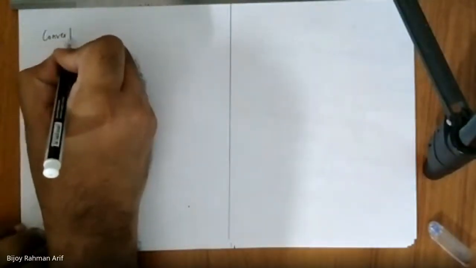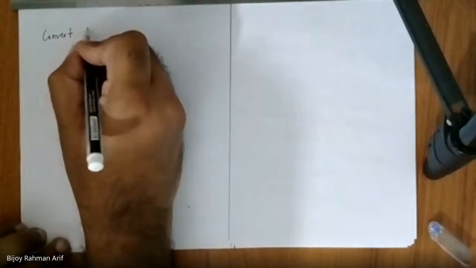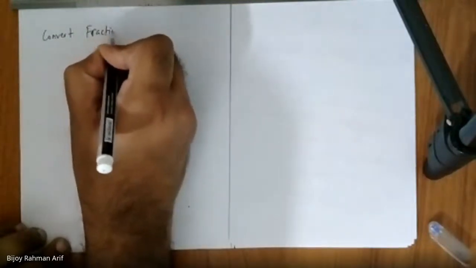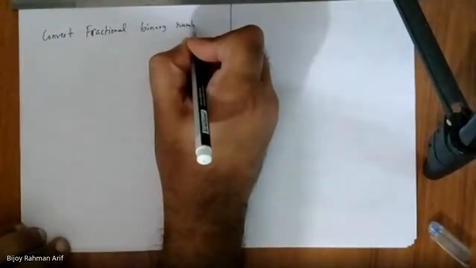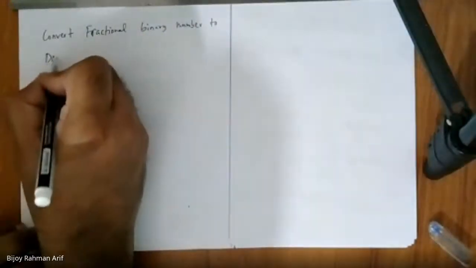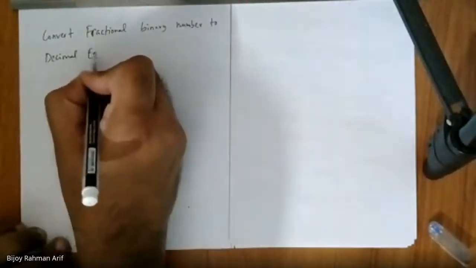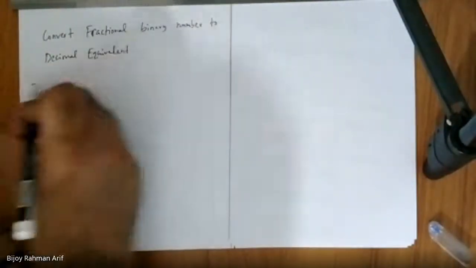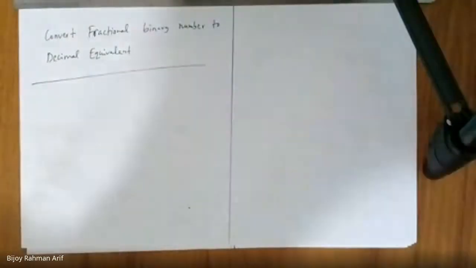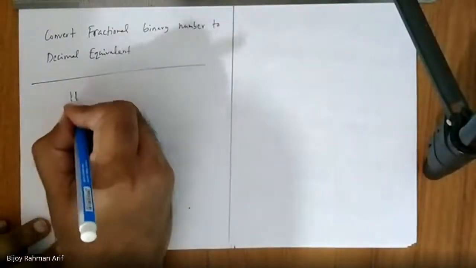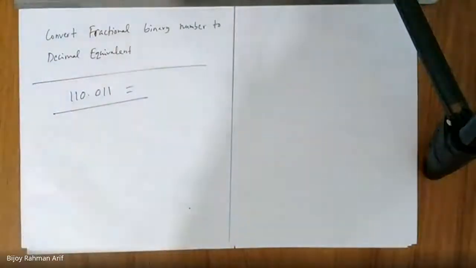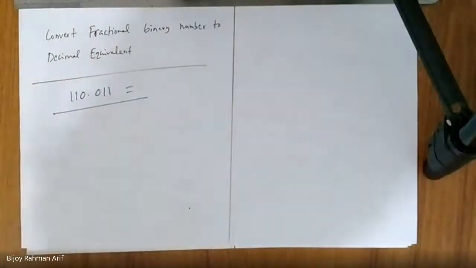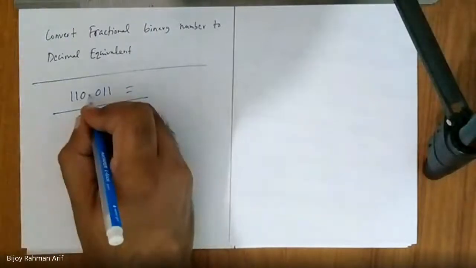Convert fractional binary number to decimal equivalent. So previously we didn't have any fractional part. This time we have a fractional part as well. So something like this, 110.011. How can you convert it to decimal? How can you convert this?